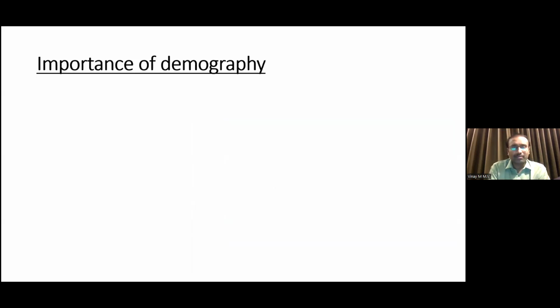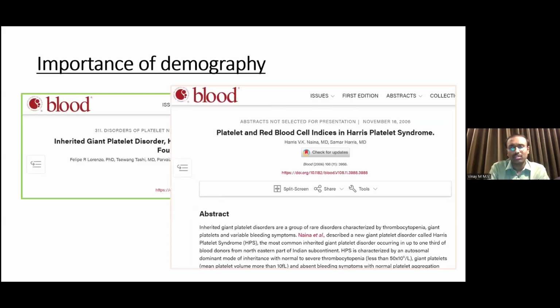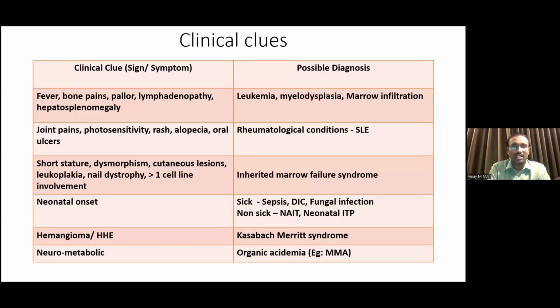One of the important ones with regard to demography or ancestry is that we see a lot of kids coming to our clinic from the northeastern states of the country who are asymptomatic but present with moderate thrombocytopenia. This specific subtype is called congenital asymptomatic macrothrombocytopenia, also named Harris platelet syndrome, or sometimes Bengal platelet syndrome. Usually it is autosomal dominant, and the parents' platelet count also is low, but they are always asymptomatic. So one of the first questions we always ask in an asymptomatic child with low platelet count is where the child is coming from.